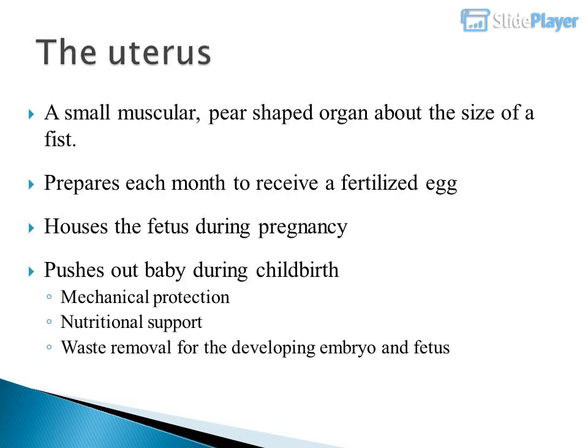The uterus. A small muscular, pear-shaped organ about the size of a fist. Prepares each month to receive a fertilized egg. Houses the fetus during pregnancy. Pushes out baby during childbirth. Mechanical protection, nutritional support, waste removal for the developing embryo and fetus.